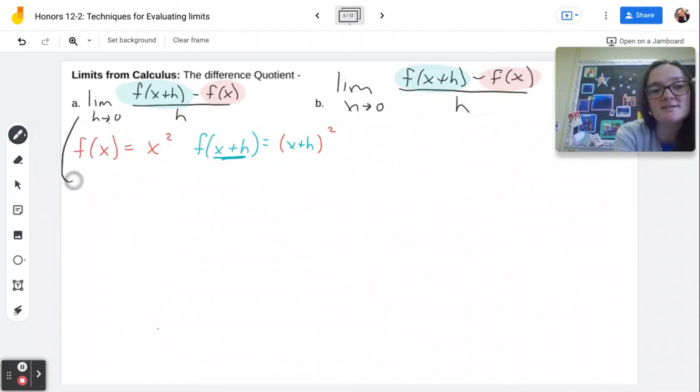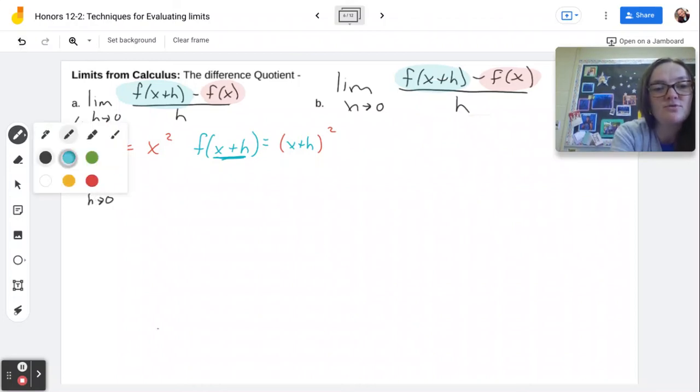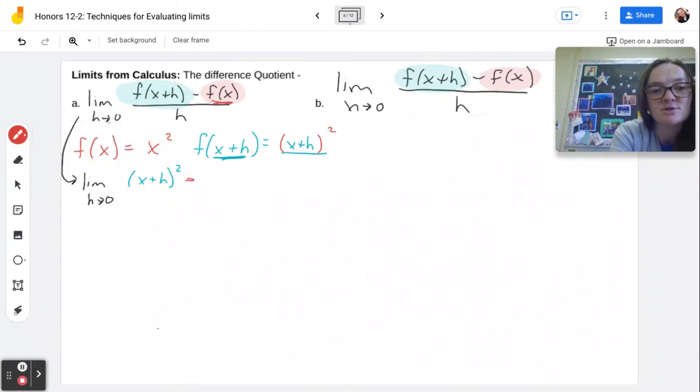And I'm going to plug that into the limit. So here's my limit. The new limit is going to be the limit as h approaches 0, not x, sorry, of my blue function, which is going to be x plus h quantity squared, minus my red function, which is f of x, which is x squared, all over h.